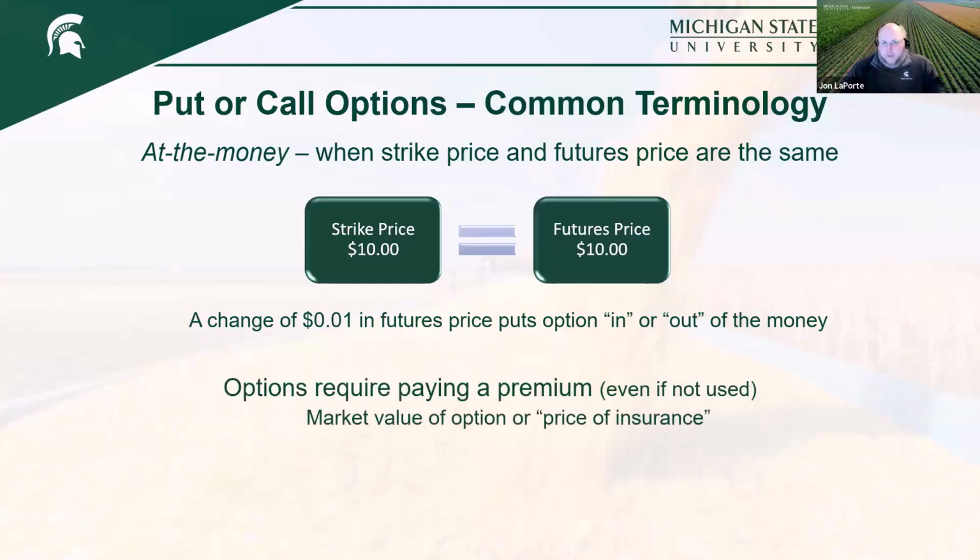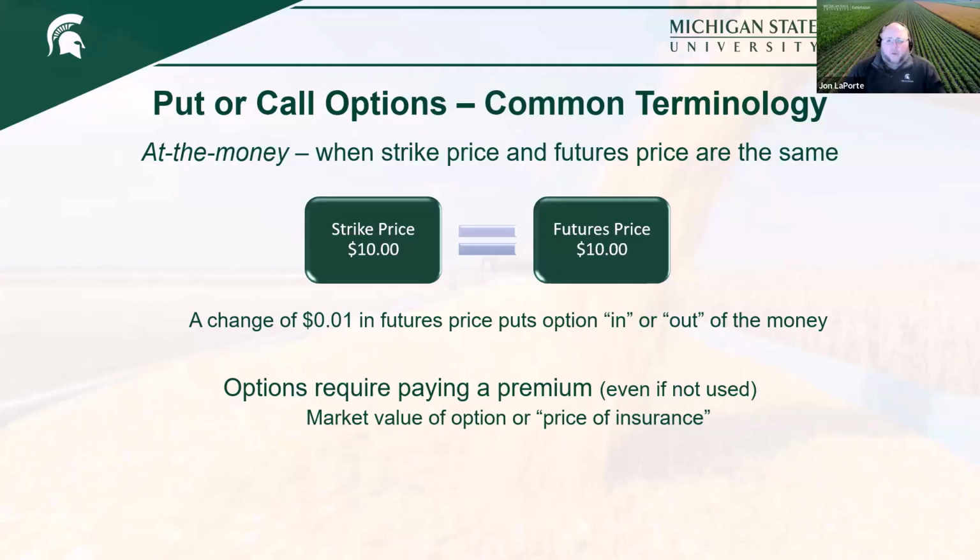Options have a premium that you've got to pay, even if you decide not to exercise them. That's really considered the value of the option, or maybe the price of insurance. Before you get into using options, you want to see what those premiums are. That's something you learn by talking to brokerages. You can talk to the grain elevators if you're working through them. In a lot of cases, they've got people there who manage those, and they can tell you what those premiums are going to be.